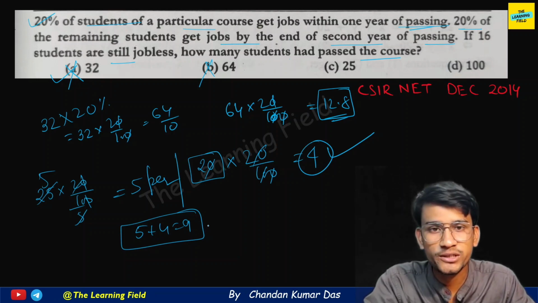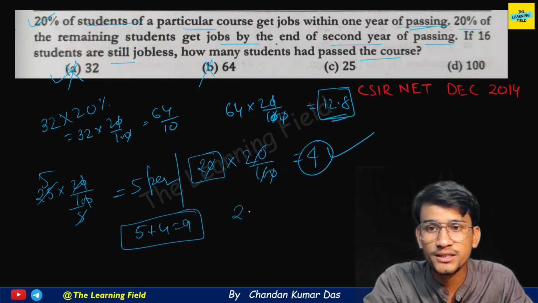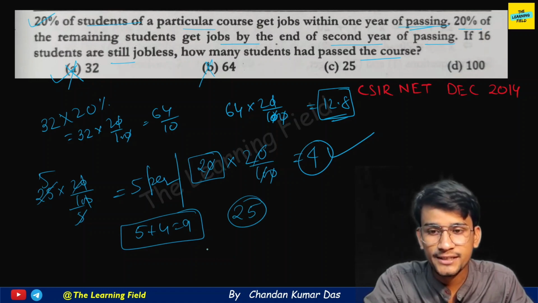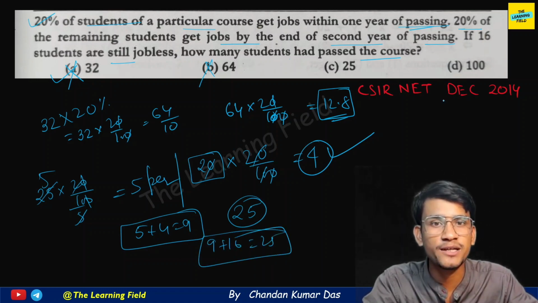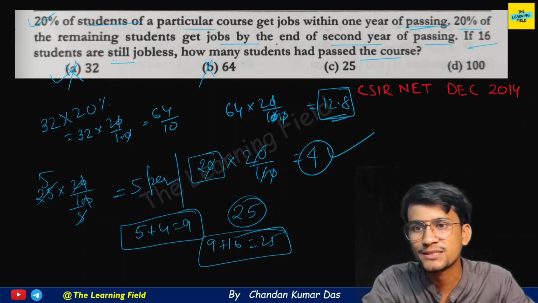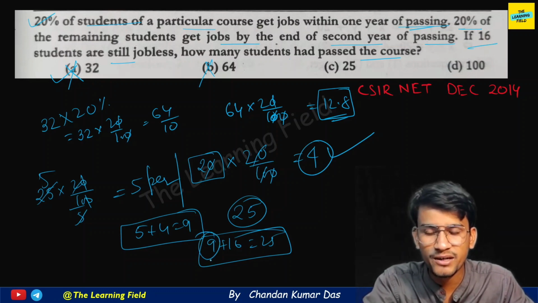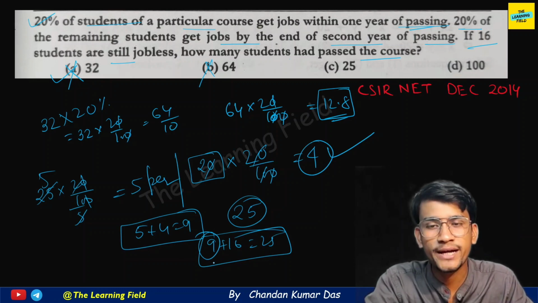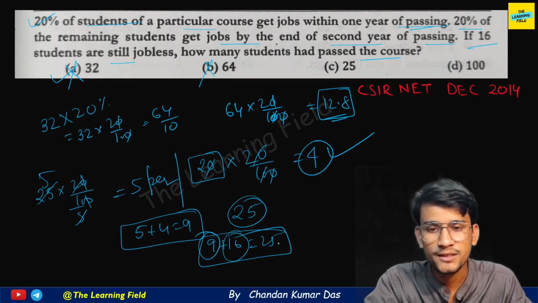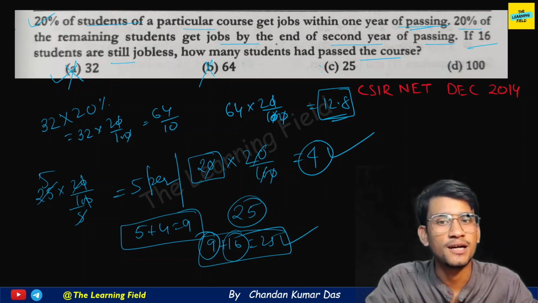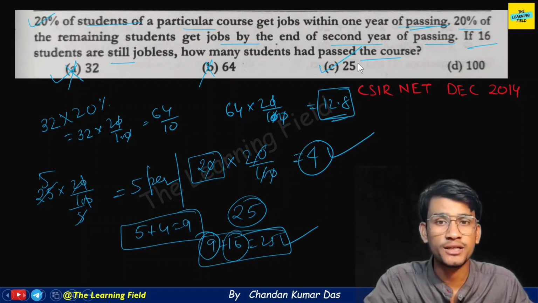The remaining students should be, the total number of students is 25 if we take, then here 9 plus 16 is equal to 25. Therefore this is completely satisfied, because it says that 16 are still jobless. These are the persons who get a job after 1 year of passing and after 2 years of passing, and these are jobless. This gives the total number of students. So this is the answer. This satisfies all our conditions.